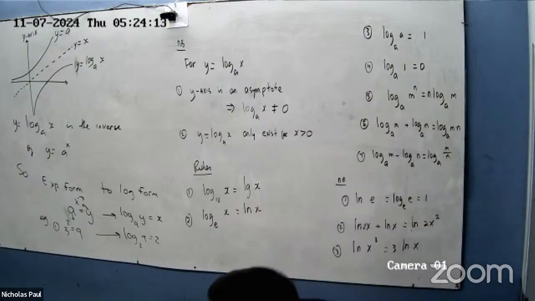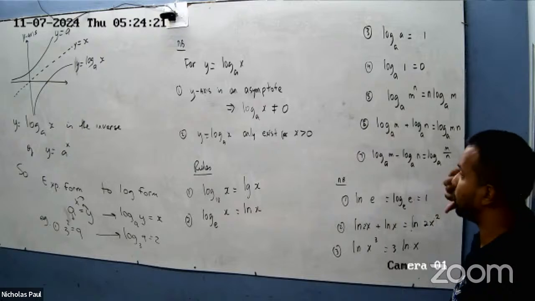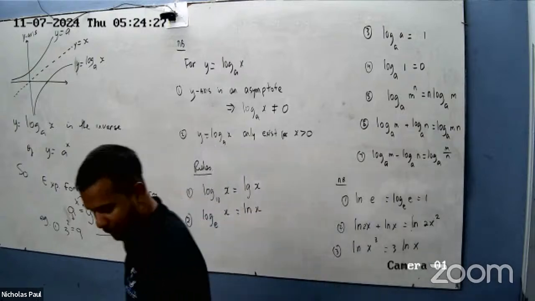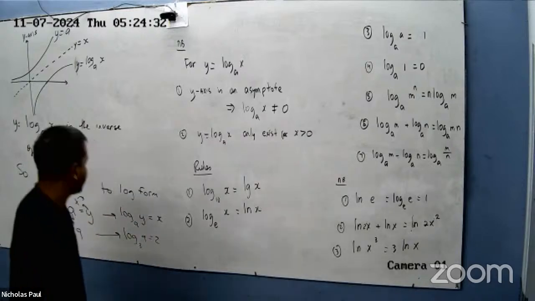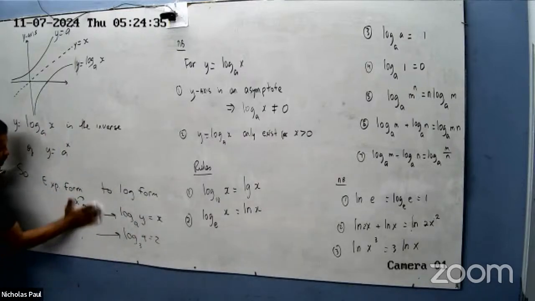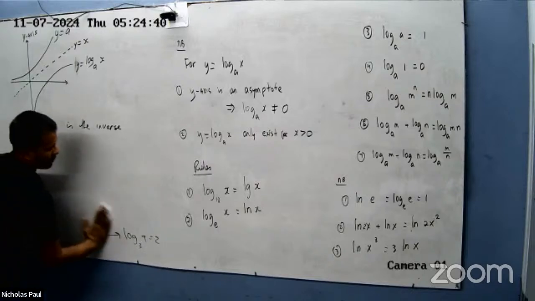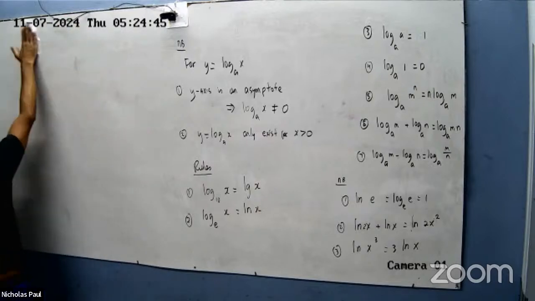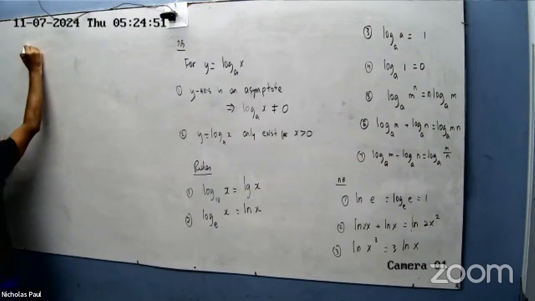Any questions online? Okay, so these are your certain rules here. One more rule I want to give you. Everybody have this, right? One more rule I want to show you is called the change of base rule, right?